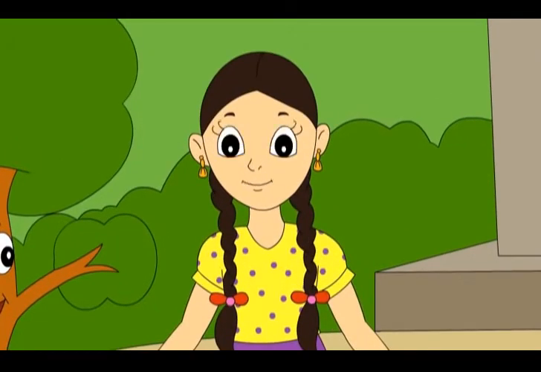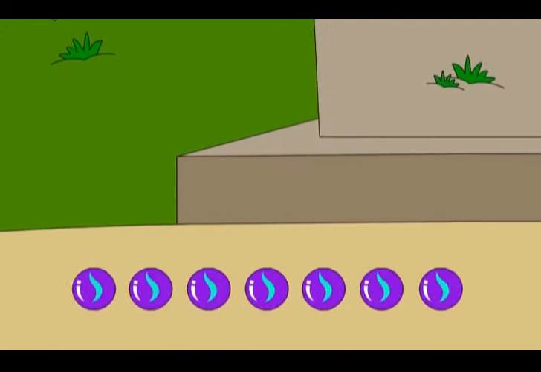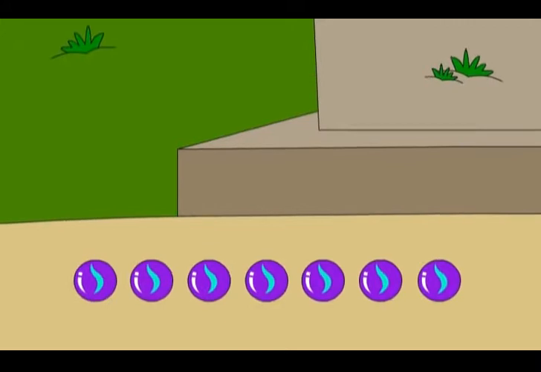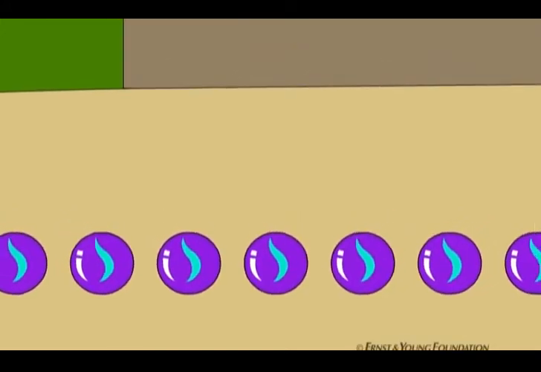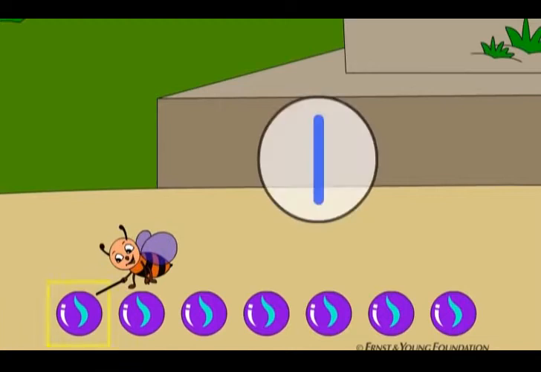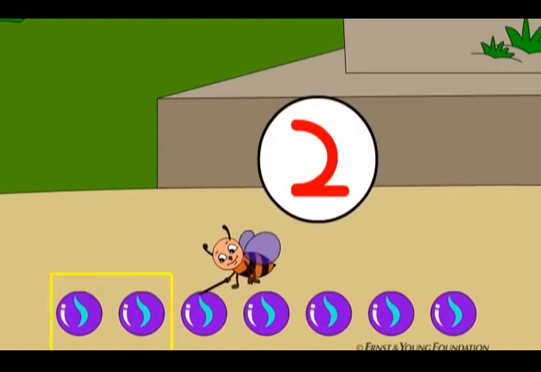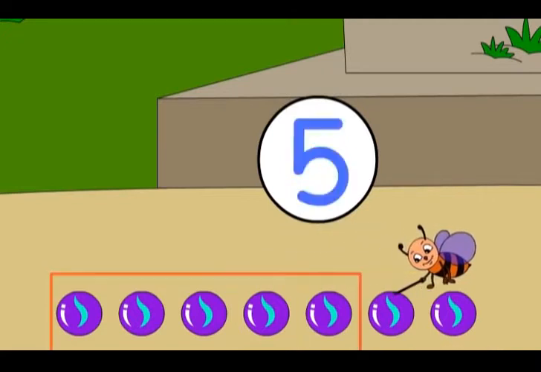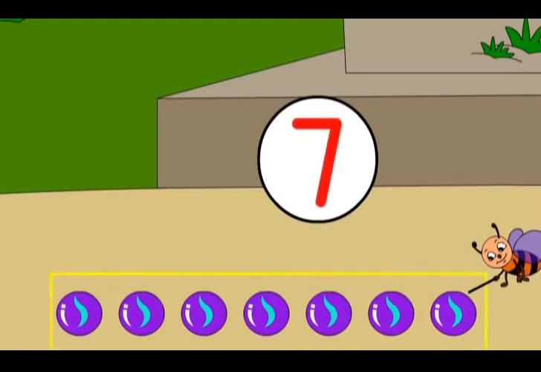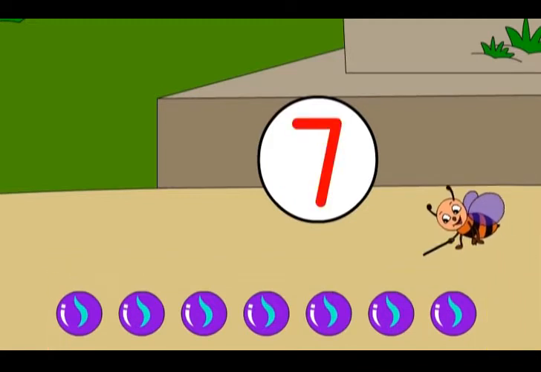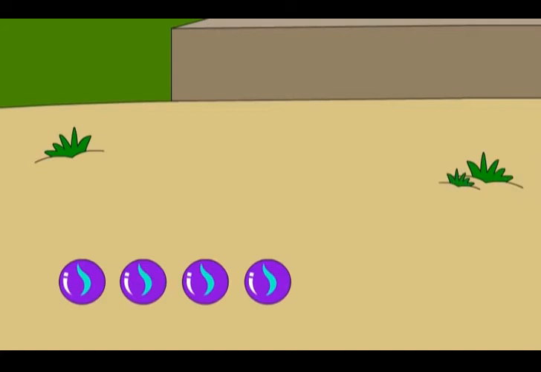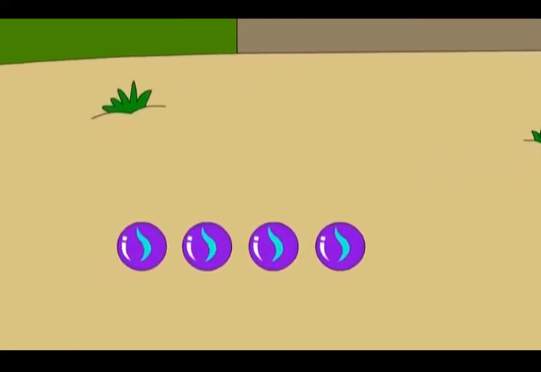That's right, Buzz. Look, there are some marbles here. Can you count how many? I can. 1, 2, 3, 4, 5, 6, 7. There are 7 marbles, Meenu. That's right. If I take away 3 marbles, how many will be left?